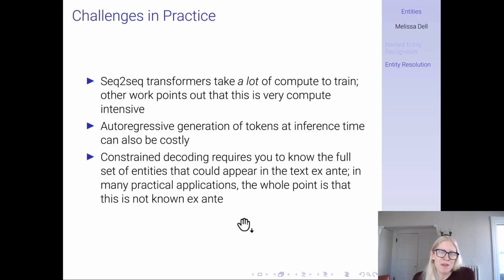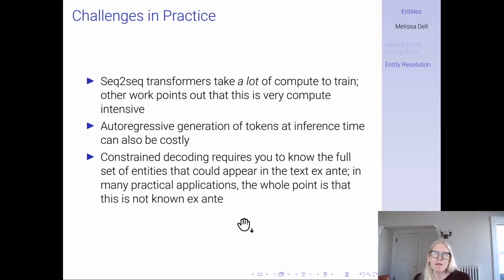All right. So the challenge of this in practice is that seq-to-seq transformers, as we've seen and we'll see again, take a lot of compute to train. And there's other work pointing out that this approach is very, very compute intensive. Autoregressive generation of tokens can also be costly at inference time. And then finally, constrained decoding requires you to know the full set of entities that could appear in the text ex ante. And in many practical applications, the whole point is that this is not known ex ante.